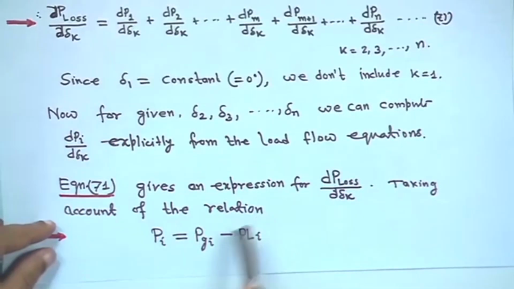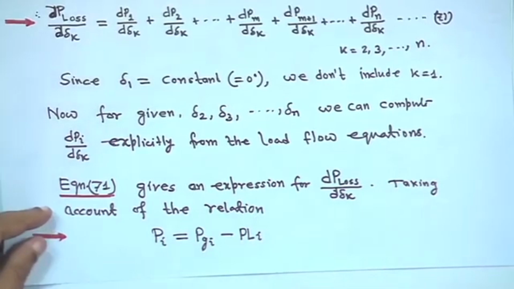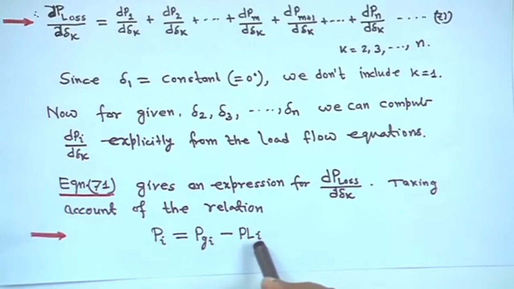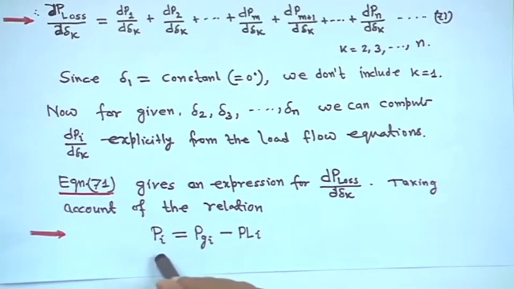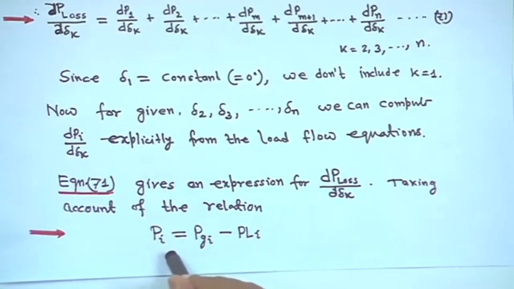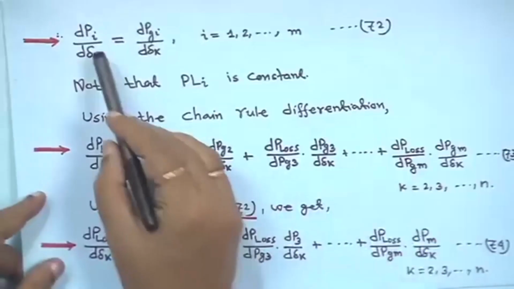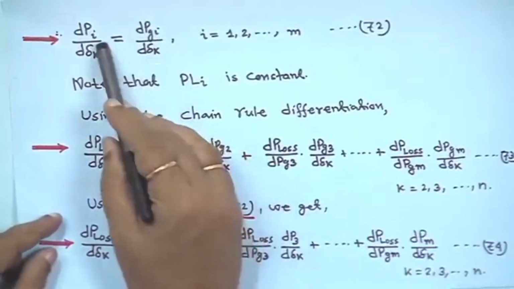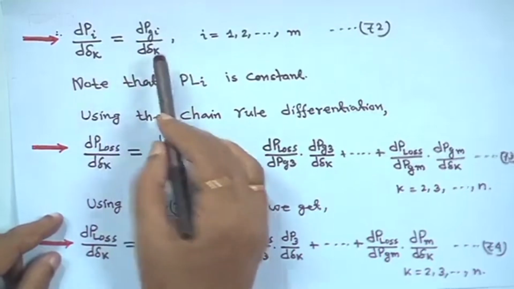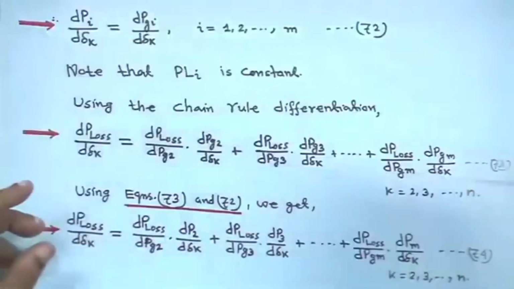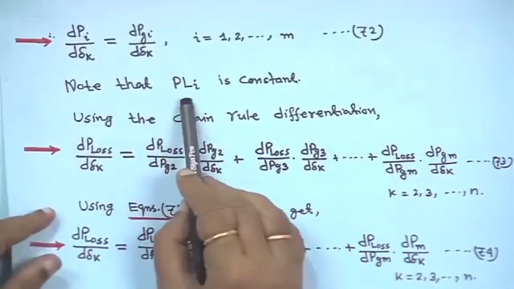Taking into account the relationship, we know Pgi is the net power injection, Pi is equal to Pgi minus PLi, but PLi is a constant. So, you take the derivative of this with respect to delta k, then dPi upon d delta k is equal to dPgi upon d delta k, because PLi is constant. Note that PLi is a constant.